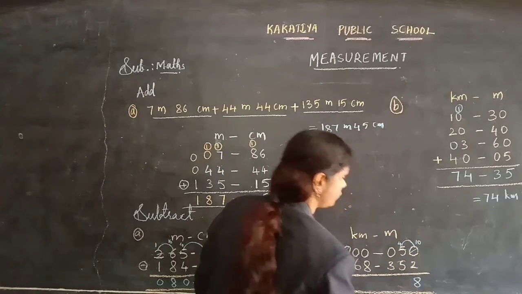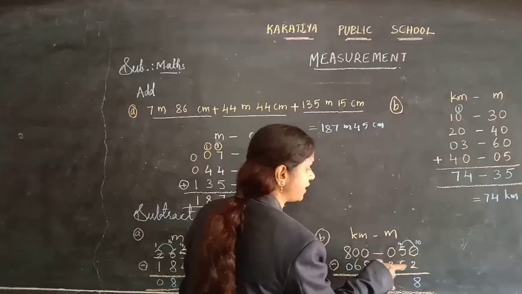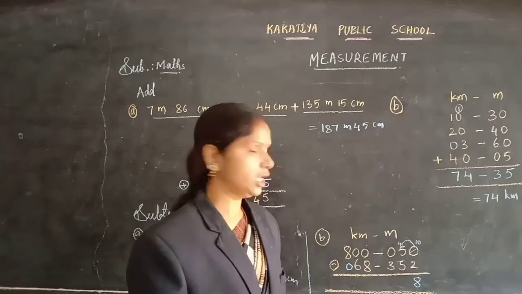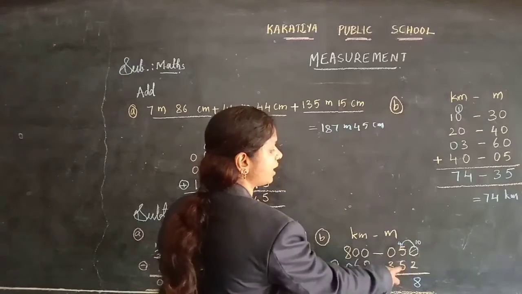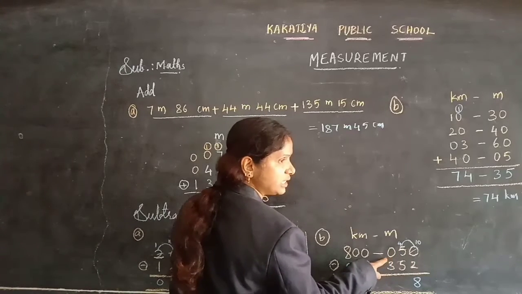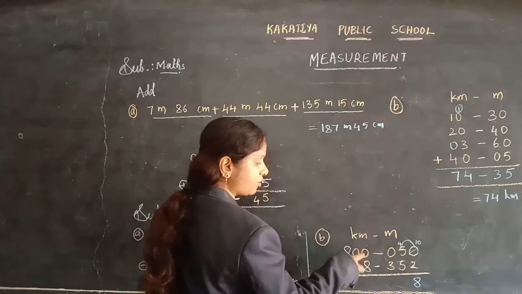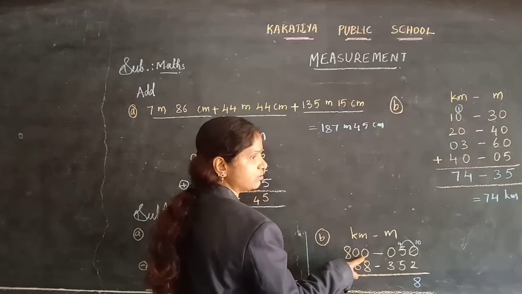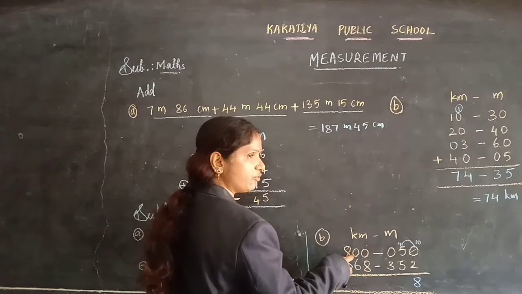Okay. Now 4 minus 5. Is it possible, children, 4 minus 5? No. Why? Because 4 is smaller than the 5. So we need to take the borrow. But here also we have the 0, children. So we need to take the borrow from before digit. Again digit we have 0, and here from the before again 0.